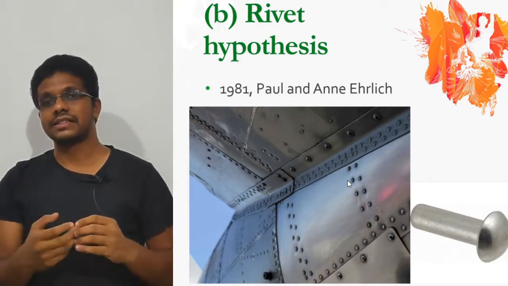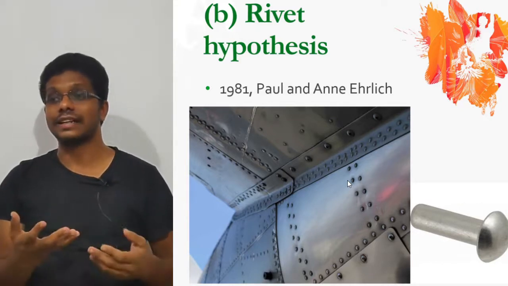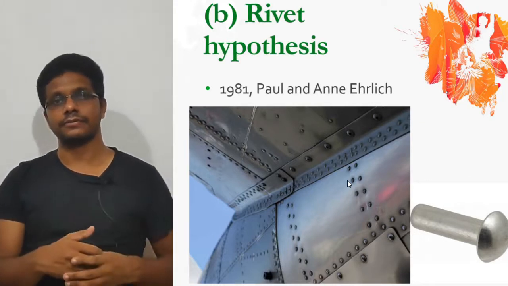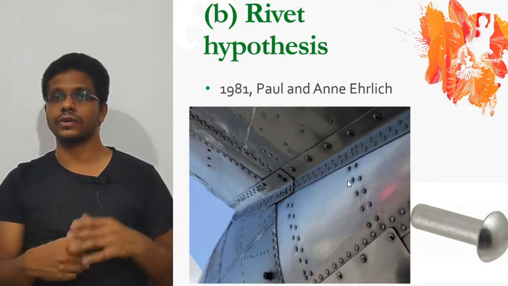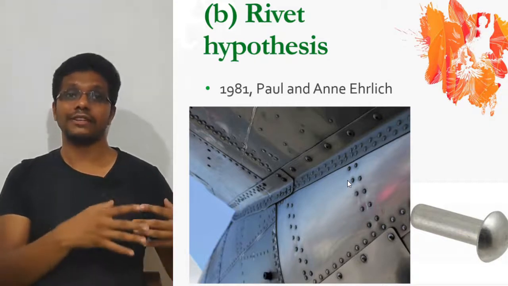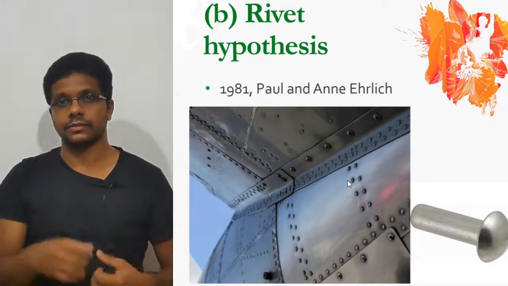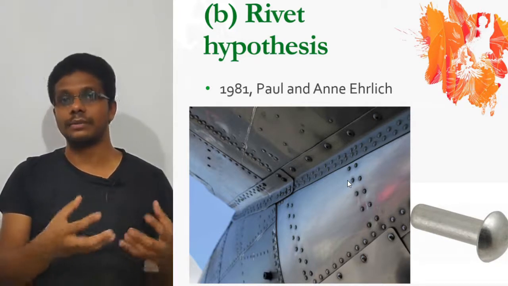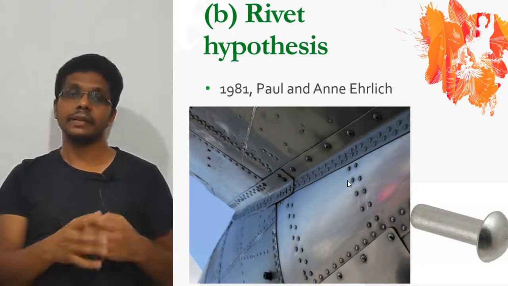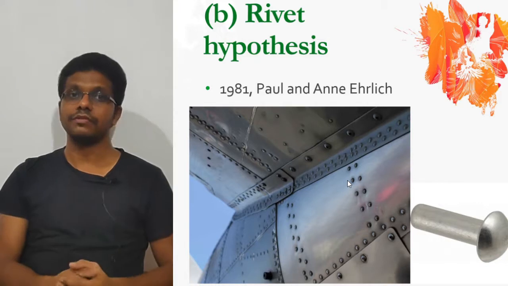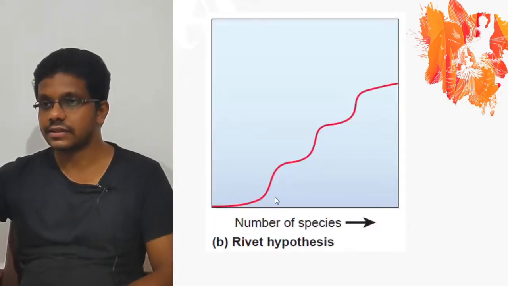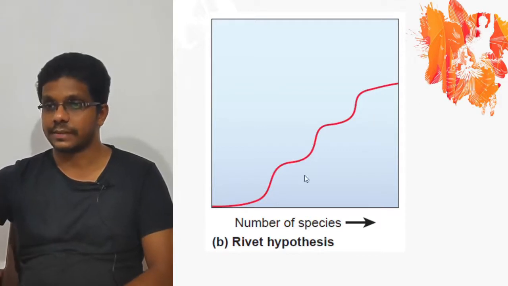In the same way, some species are more critical than other species. You have already learned about the keystone species. If an ordinary or non-keystone species is lost, it may not affect the whole functioning of the ecosystem. But if a keystone species is lost or eliminated from the community, it may affect the functioning of the ecosystem very adversely. So graphically, the rivet hypothesis is represented like this.